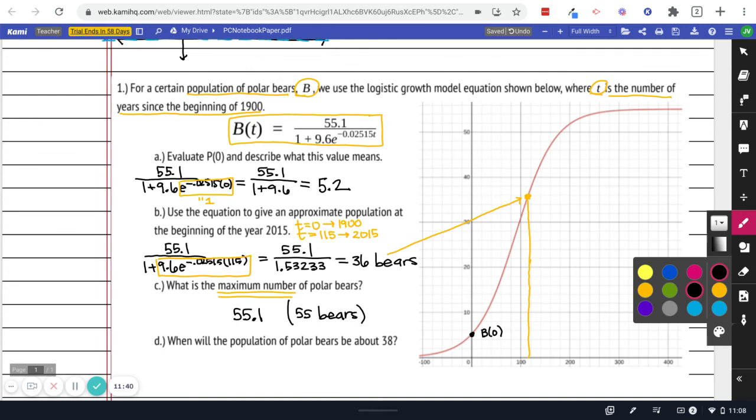And then when will it be about 38? About 38 happens right here. It looks like that's maybe 120. So we're going to say when t equals 120, which really means 2020, because it's 120 years after 1900.